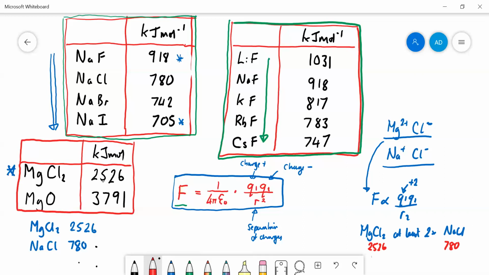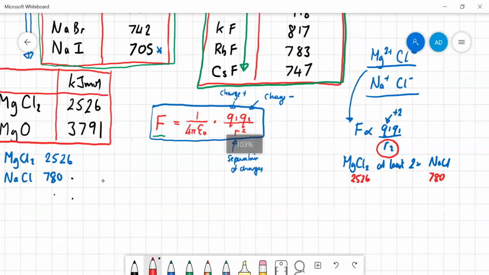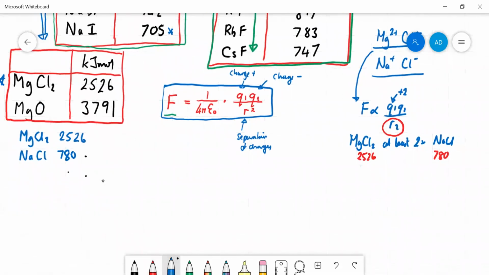So it's not just about the charge, there's something else going on. Well, it's r. What can you say about the size of a magnesium ion compared to a sodium ion? The Mg2+ ion has electronic structure 2,8. The sodium ion is also 2,8. But the magnesium ion is a lot smaller. Why? Well, magnesium has got 12 protons in the nucleus, and sodium's only got 11, so it's holding all those electrons in tighter. So the magnesium ion is going to be smaller than the sodium ion.